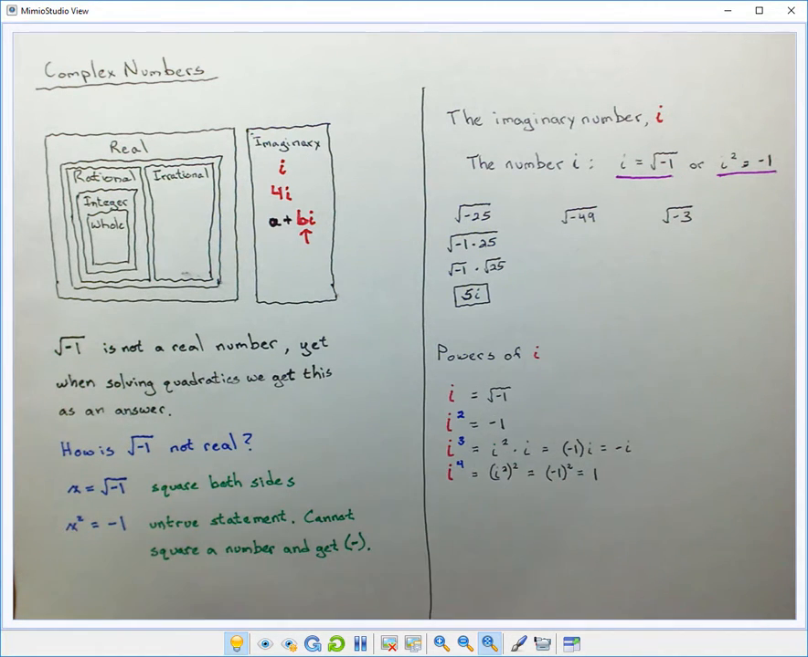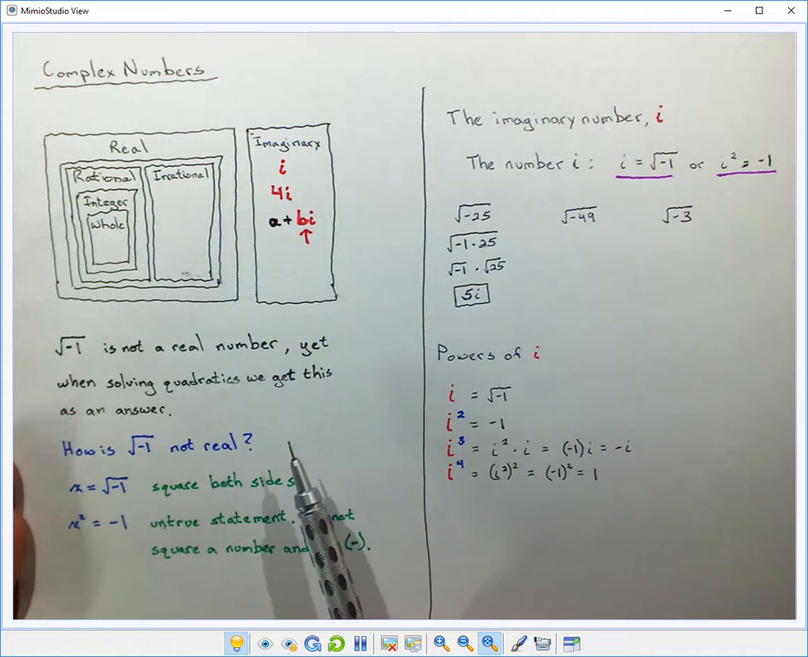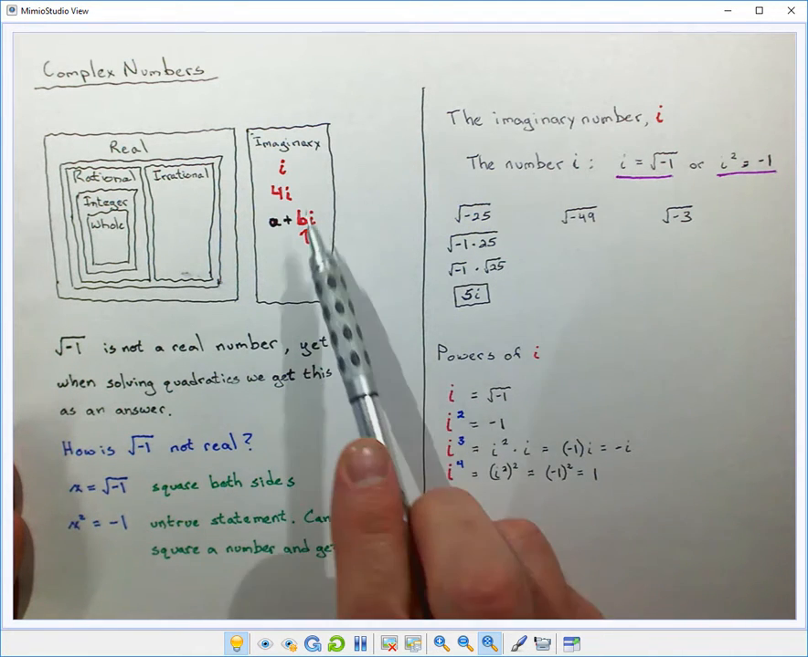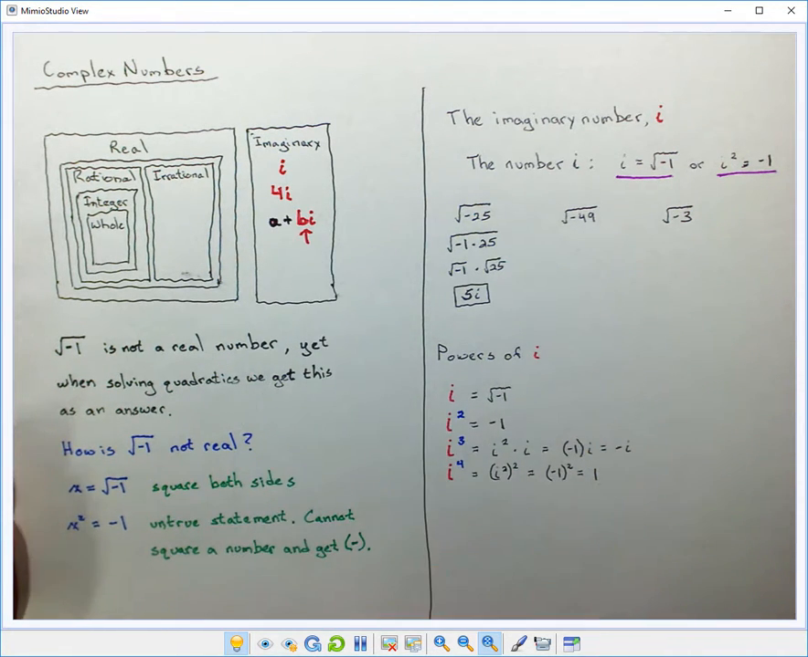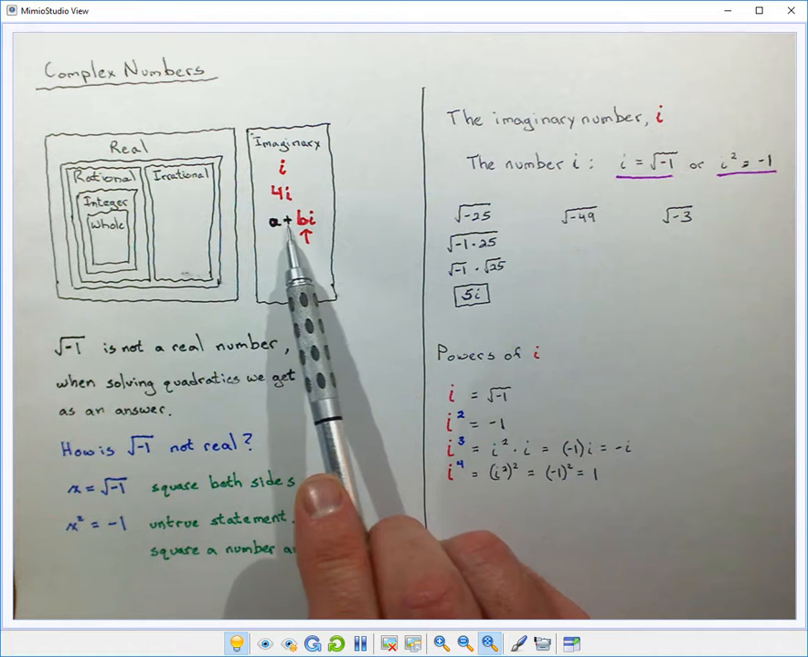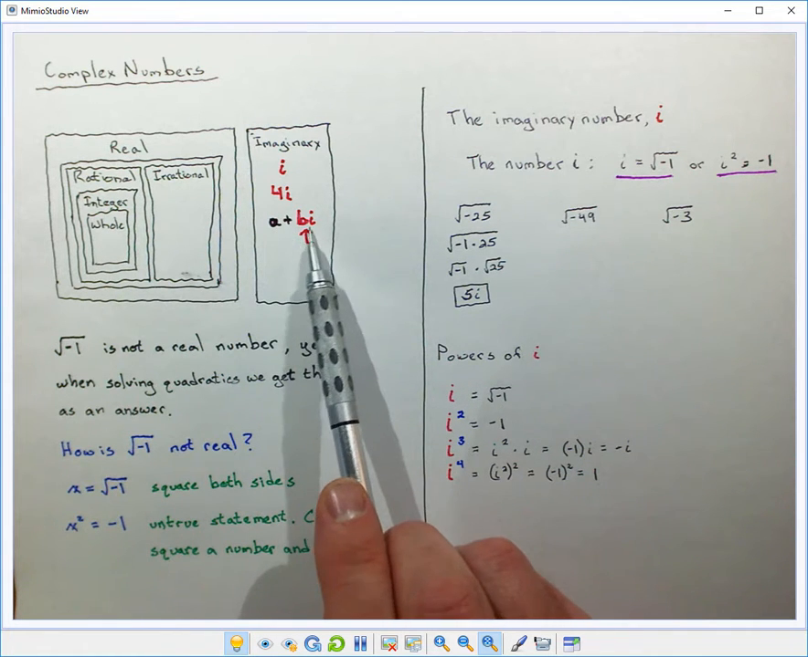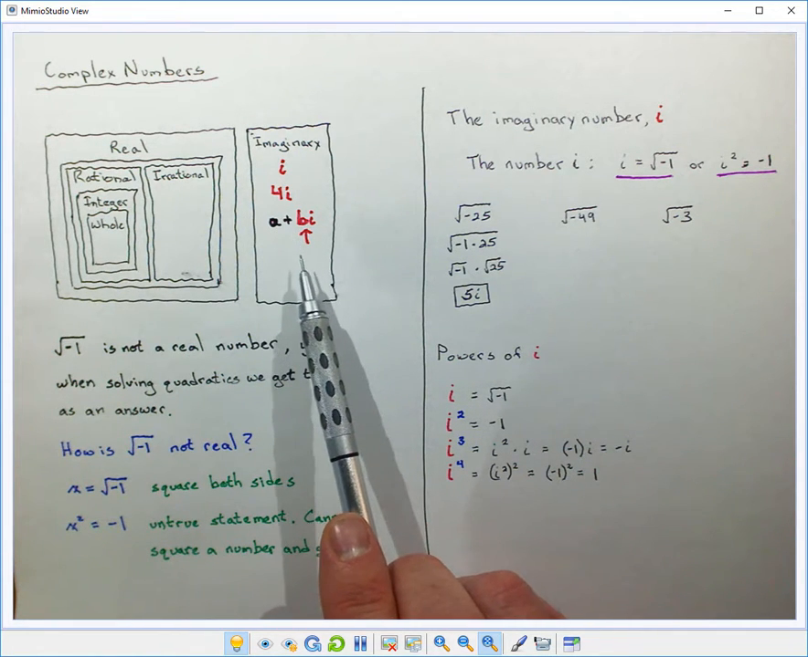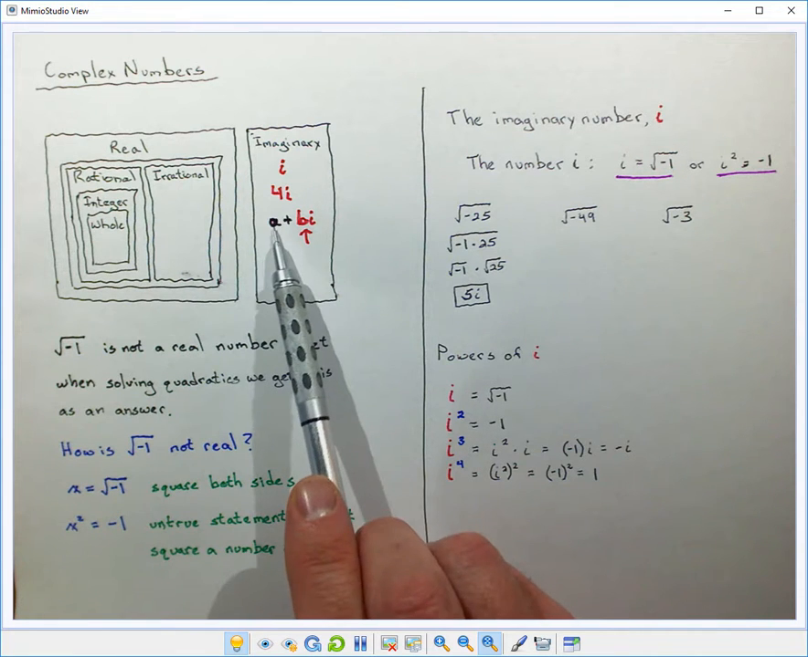On the contrary of that, you also have imaginary numbers. In imaginary, you have the number i or 4i, or what we're going to build up to and talk about, the complex notation a plus bi, where bi is our imaginary portion and a would be the real portion.